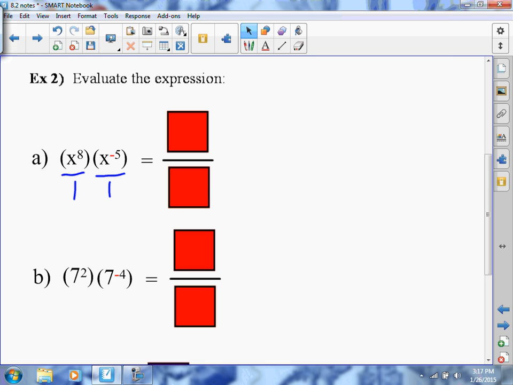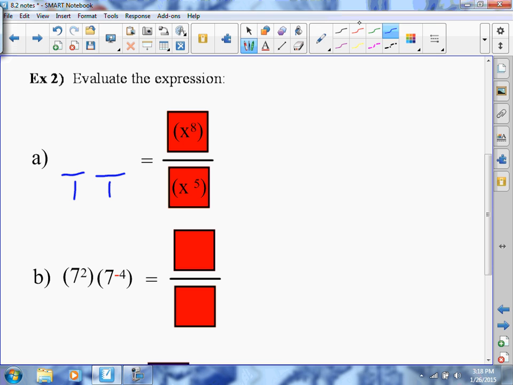Now, what we're going to do is rewrite it so that the positive exponents stay where they are, and the negative exponents are going to either move from the numerator to the denominator or the denominator to the numerator. So since both of these expressions are in the numerator, this x to the 8th, if we rewrote it, would stay in the numerator. But this x to the negative 5th would move down to the denominator.